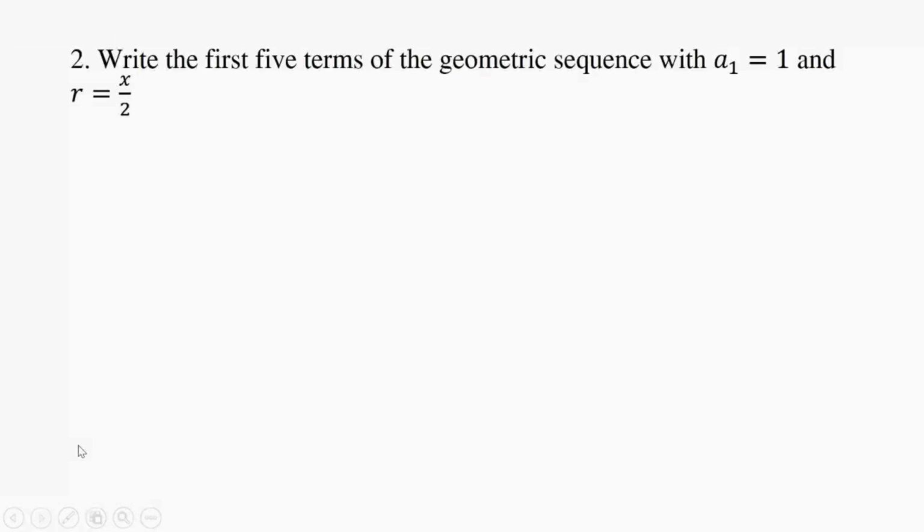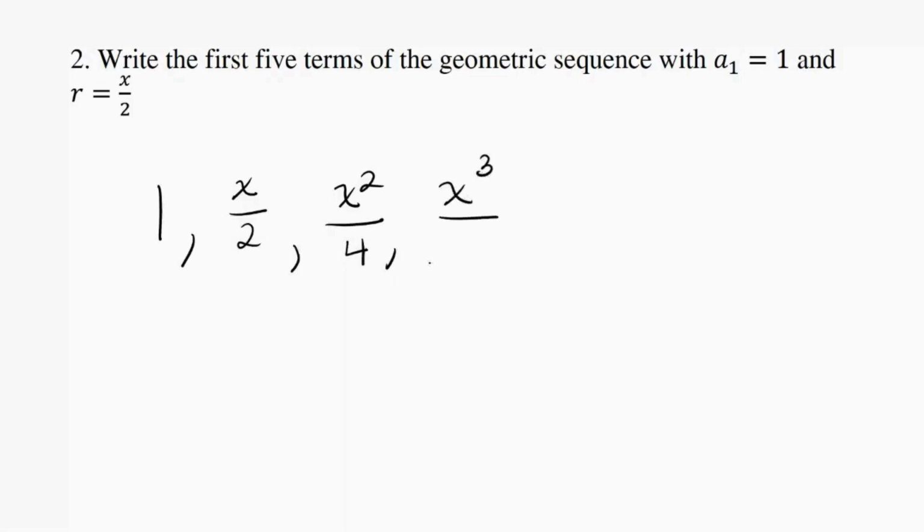This next question asks us to write the first 5 terms of the geometric sequence where a sub 1 is 1 and r is x/2. The first term they already gave us was 1. So what I'm going to do is multiply by x/2 each time. 1 times x/2 is x/2. If I multiply x/2 by x/2, x times x is x squared, and 2 times 2 is 4. Then we multiply the top by x, get x cubed, multiply 4 by 2, and get 8. And then we do the same thing for the last term here.